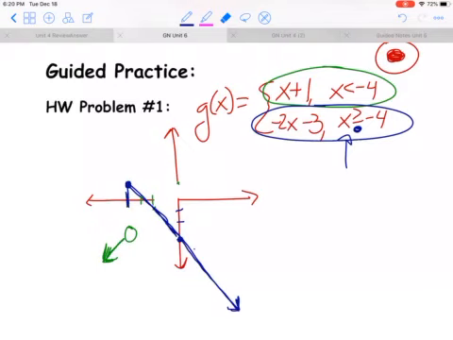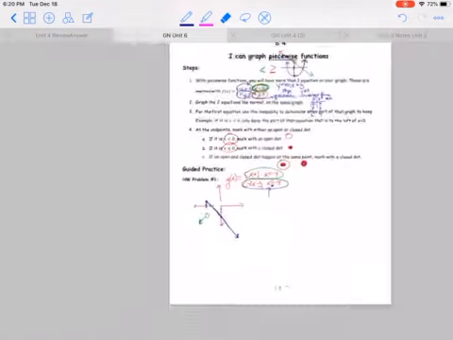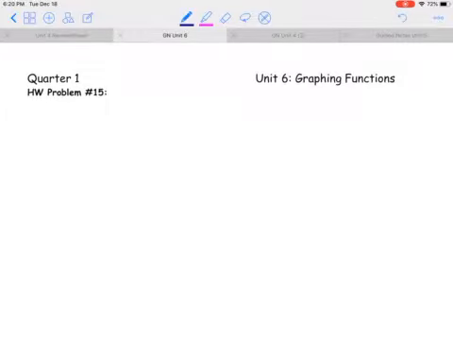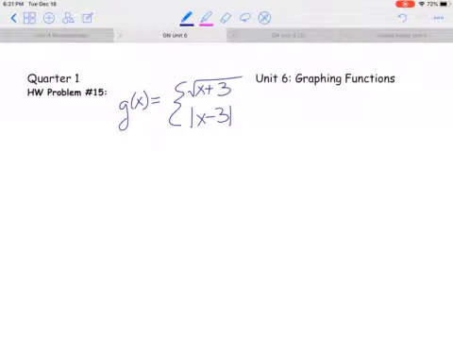We're going to try a little bit of a harder one. Problem number 15 on your homework. Again, not crazy, but pull that up and go ahead and make sure you have that written down on your homework. And I'll write it down here. This one has a square root function and an absolute value function.